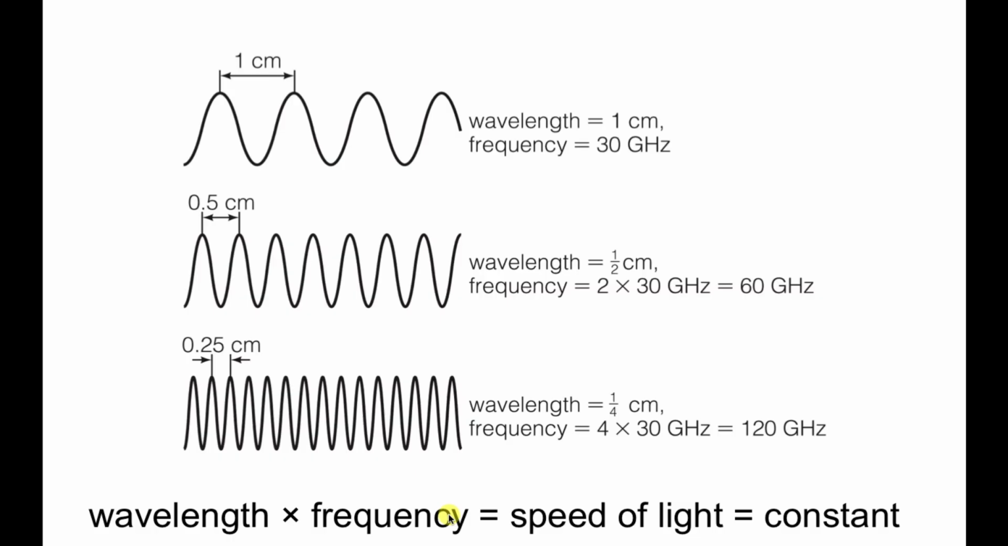So this is another little picture that shows certain wavelengths. And if you remember that we talked about wavelength times frequency is the speed of light. So as this wavelength gets smaller, this frequency gets bigger in order for these two numbers to multiply to get the speed of light, which is a constant, 3 times 10 to the 8 meters per second. So as the wavelength gets smaller from this one to this one to this one, the frequency gets bigger, 30 gigahertz, 60 gigahertz, 120 gigahertz, and so on.